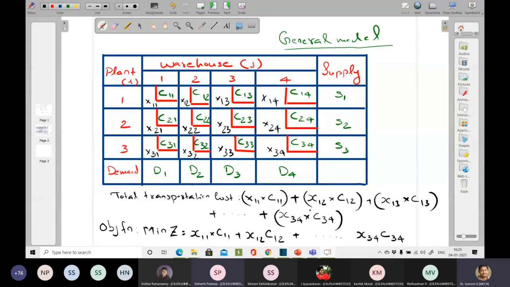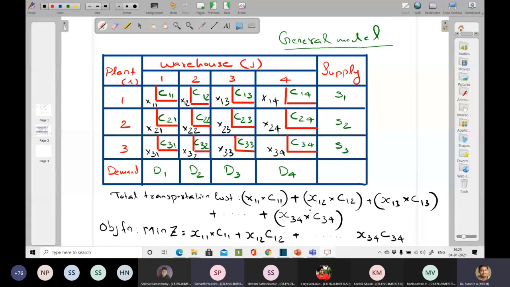So whoever is making that demand calculation will be anticipating the variations, and accordingly they will be telling you the demands. You might have studied in industrial engineering or supply chain about the various demand forecasting techniques. According to that, they will be generating the demand data. So always we'll go for demand equals supply.